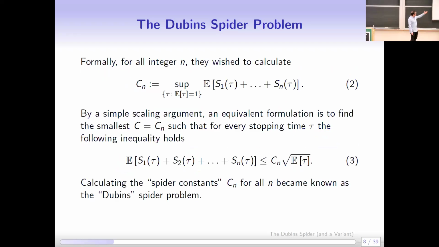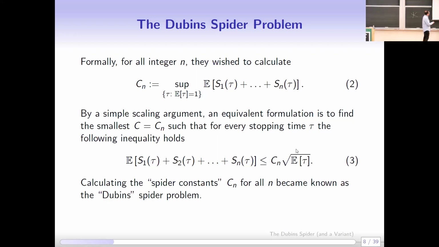And what do they mean by coverage? They wanted to calculate Cn in equation 2. Cn are called the spider constants. So you take the sup over all stopping times where you normalize them to 1, right? So that you're dealing with the same time frame of the expected value of S1 tau up to Sn tau, right? That is the definition of the coverage of the spider.